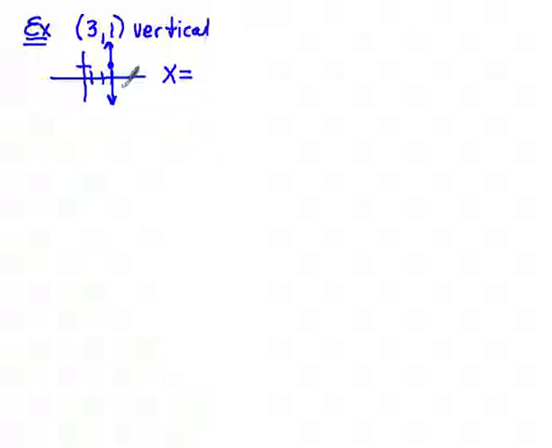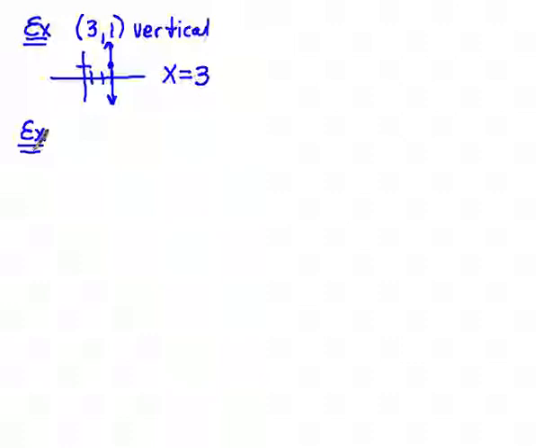Through the point 3, 1, and it is a vertical line. All right, so the point 3, 1, vertical line says it is going through the x-axis. So it's x equals, and where does it go through the x-axis? 3. So the equation of my line is x is equal to 3. All right?